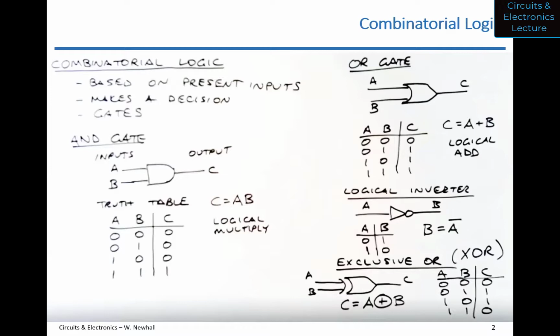So that's a type of decision that combinatorial logic circuits will make. And then I talked about these gates. So we have the AND gate, the OR gate, the logical inverter, the exclusive OR, and then I talked about the NAND gate and the NOR gate. Okay, and so what I wanted to show you is, okay, great, these are nice symbols, but what does this look like in real life?